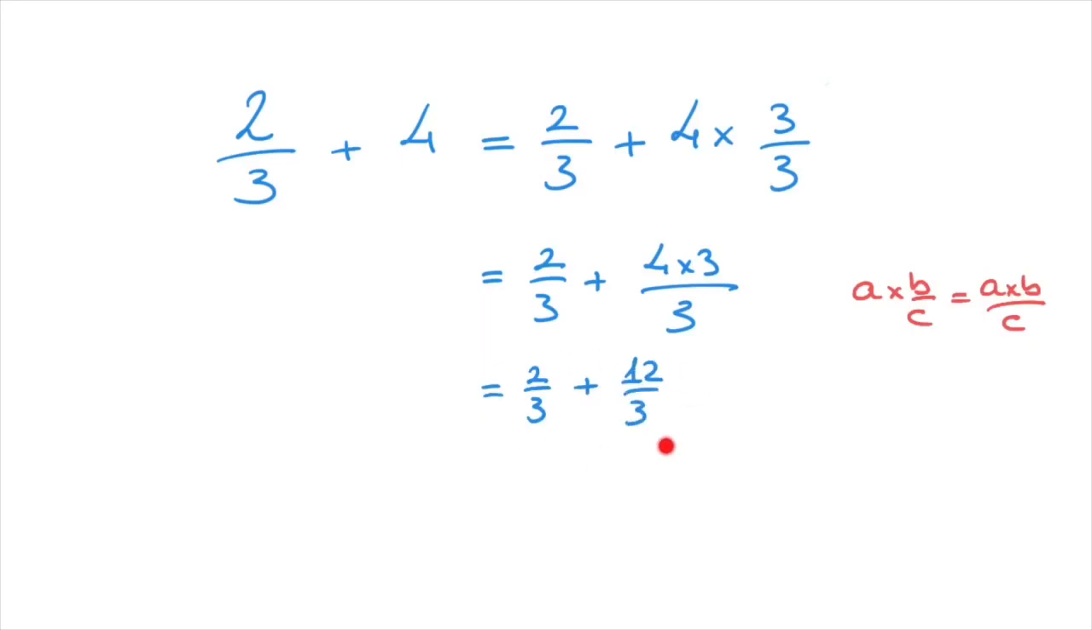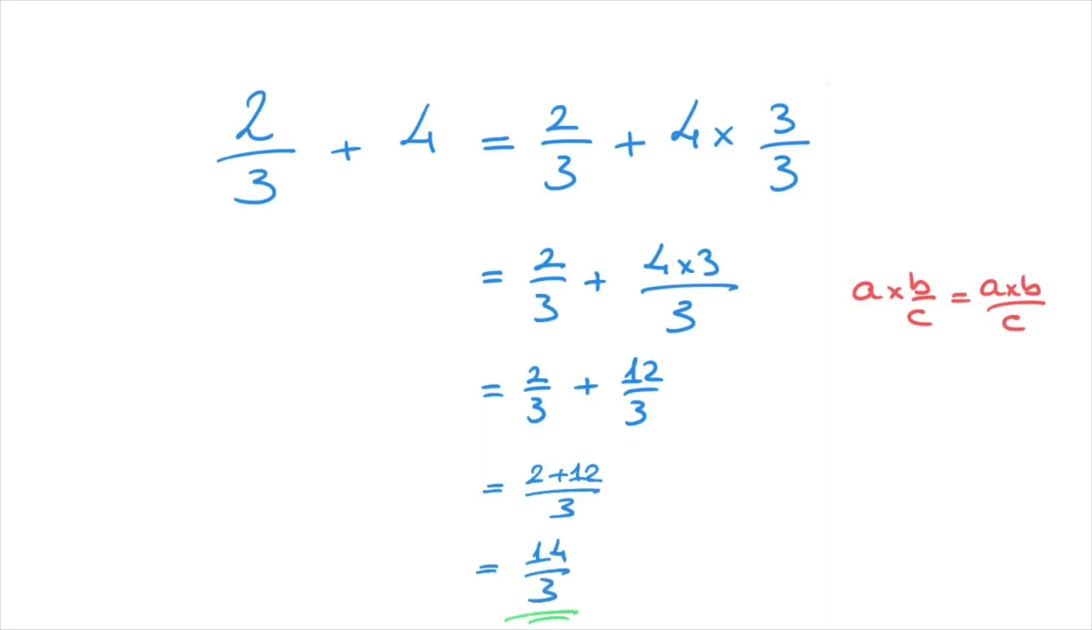And we can see here that we've turned the problem into two fractions that are being added, and both fractions are written over the same denominator. So we can calculate this just by adding their numerators. In other words, this is equal to 2 plus 12 over 3. Finally, it's equal to 14 over 3. And that's the final answer.